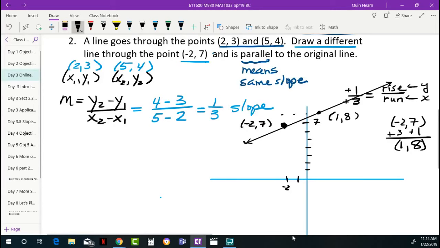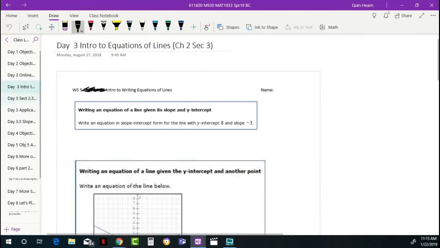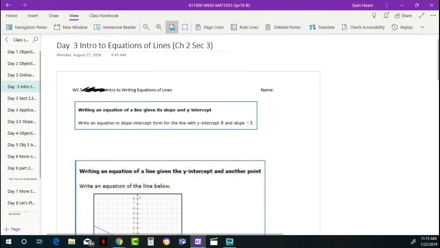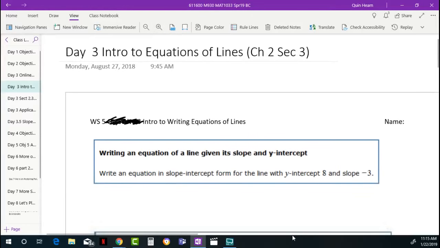All right, so that's kind of where we left off in class, and now we're going to move on to writing equations of lines. See how we were able to graph this line given a slope and a point? Well, we're also able to write the equation of a line as long as we know the slope and a point. We're going to do this in a few different ways. All right, so the first problem that we see here, let me make this a little bigger.